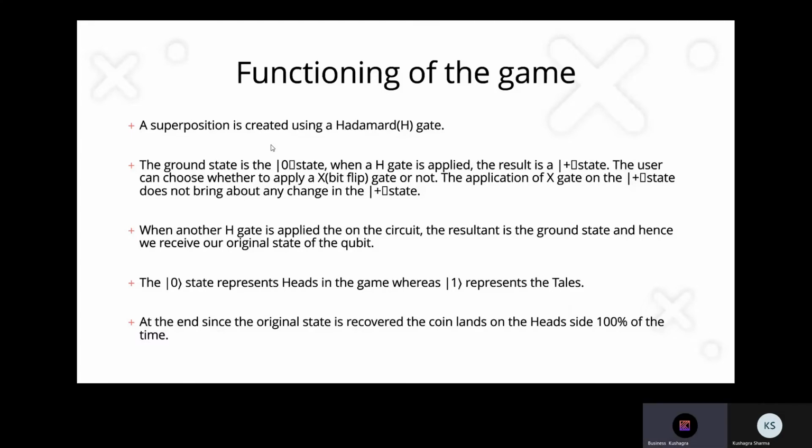The 0 state in this game represents heads, whereas the 1 state represents tails. So whenever the wave function collapses and we make a measurement, if the final state of the coin is 0, the computer will win, and if the final state of the qubit is 1, the player will win. Since it is the property of the circuit to recover the 0 state 100% of the time, the computer will always win.